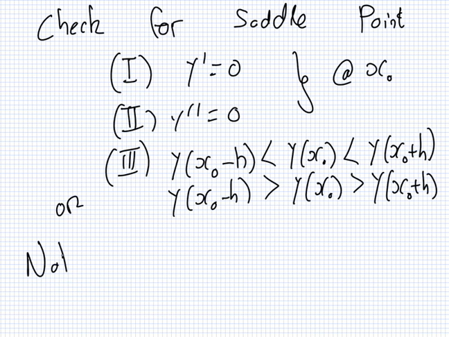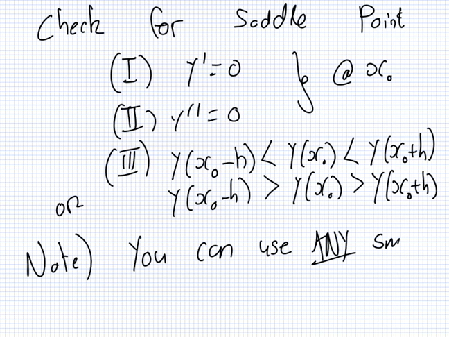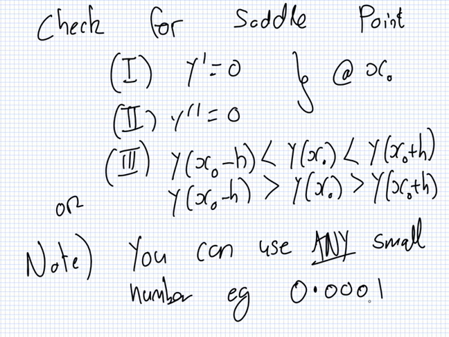And note, please, you can use any small number, e.g. 0.0001. So what you're really doing here is you're looking a little to the left and you're looking a little to the right, and you're seeing if the graph is going up on the right and going down on the left, or the other way around is fine. So let's have a look at an example where we do have a saddle point.